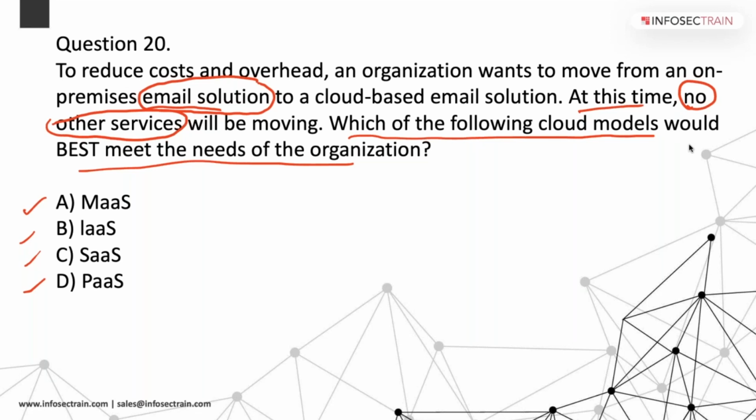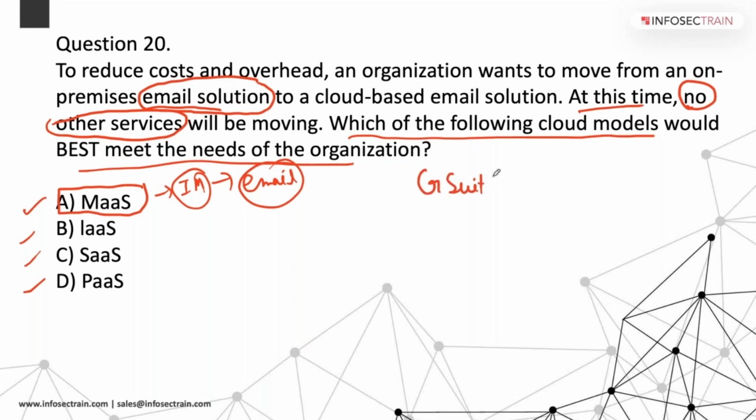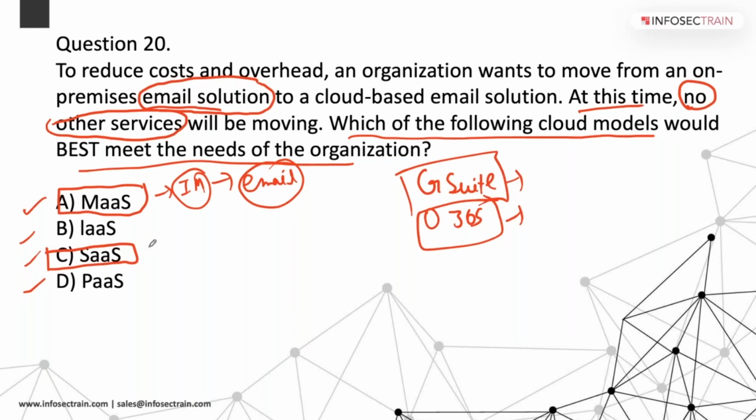Okay, now when we are talking about this, usually the answer, unless they clearly mention it, messaging service could be something different, like instant messaging service. Instant messaging doesn't include your email as a solution. Email as a solution will be something like the G Suite or Office 365 kind of suite. So these kinds of things fall under the category of SaaS.